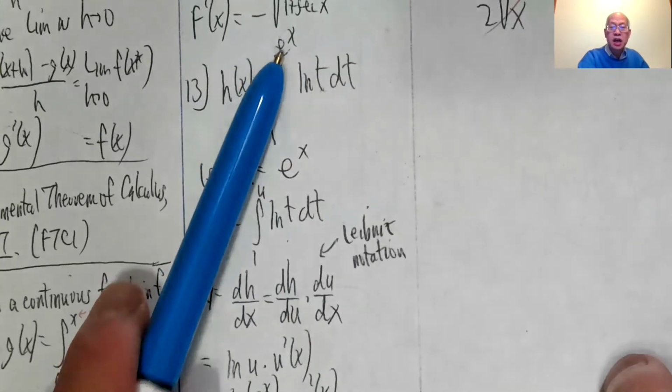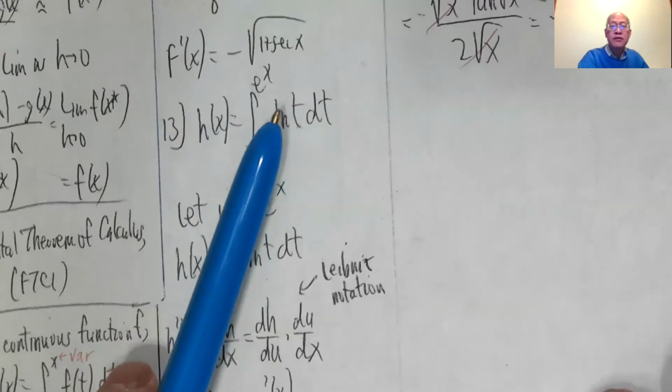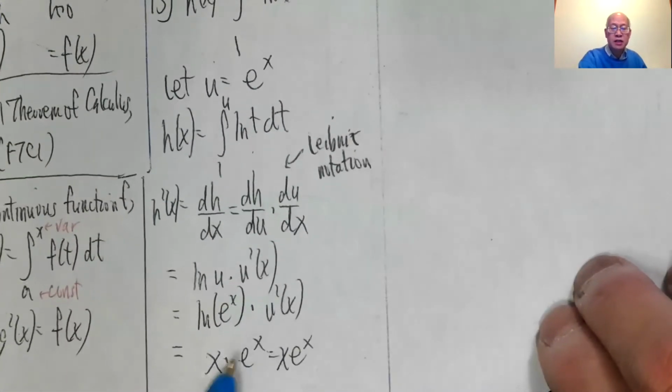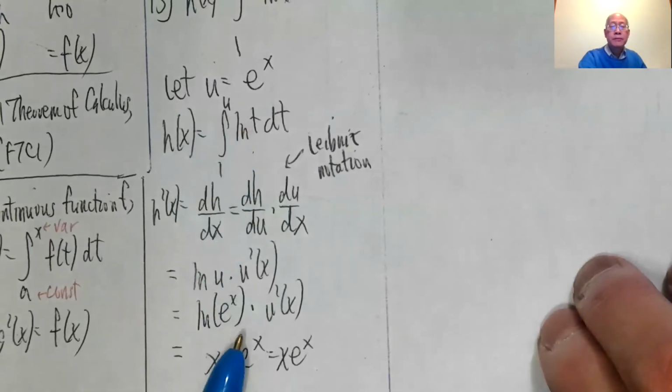So in other words, e to the x, put that right here, ln e to the x, and then times the derivative of e to the x, which is another e to the x. So I have ln e to the x times e to the x, or x e to the x.